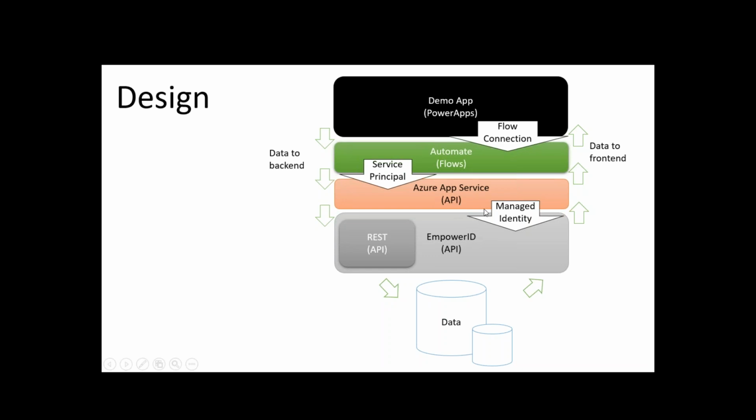Now, for the security architecture, the demo app integrates with flows using just flow connections. The automate flows integrate with the app service using an app service principal. And then the app service integrates with EmpowerID using Azure Managed Identities. So the security architecture is 100% Azure native. There isn't any custom security involved. It's all 100% Azure native.